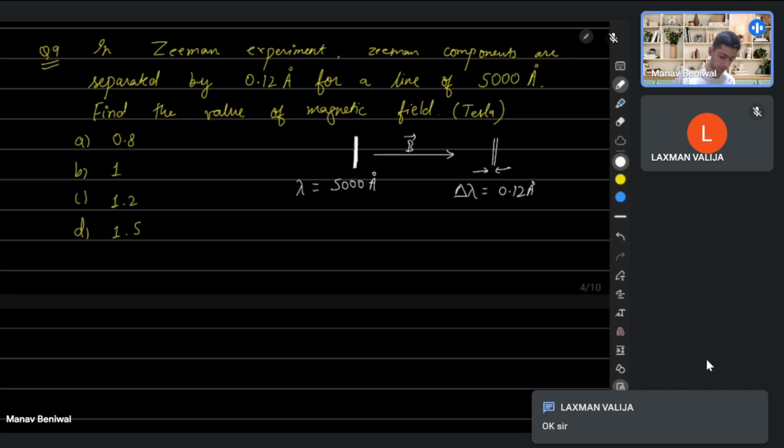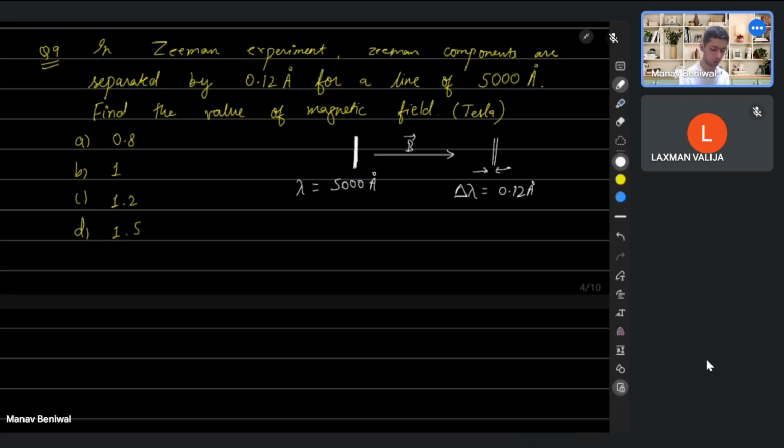Okay, so back to the problem. Earlier we are observing a spectra at around 5,000 angstroms. Now when we apply a magnetic field, this spectra splits into lines, and they are separated by a very small distance, which is 0.12 angstroms. So this is the delta lambda here. Now this delta lambda was discussed in the class.